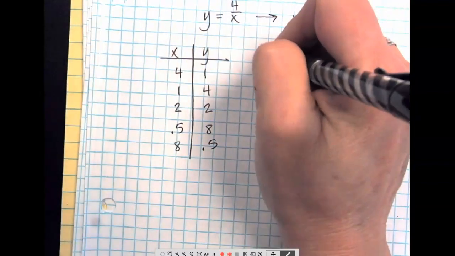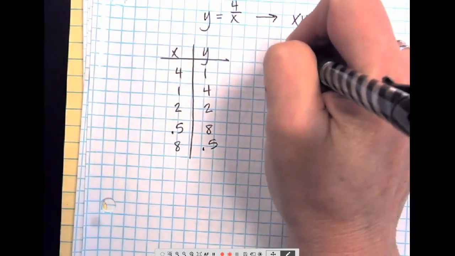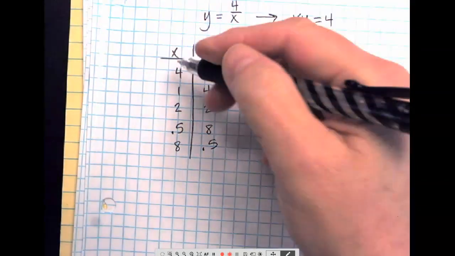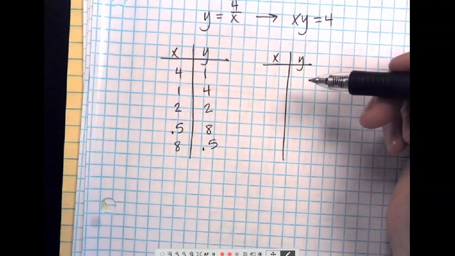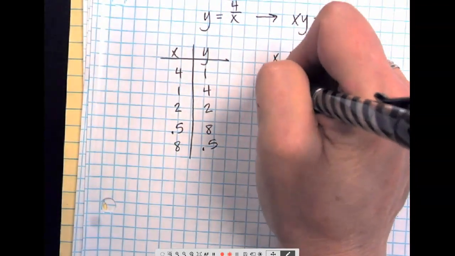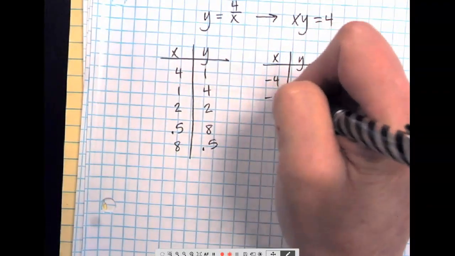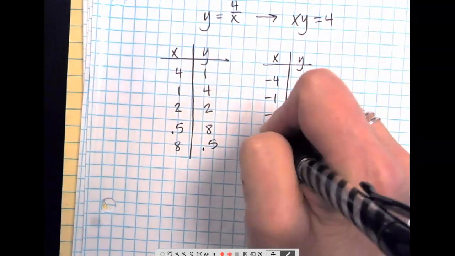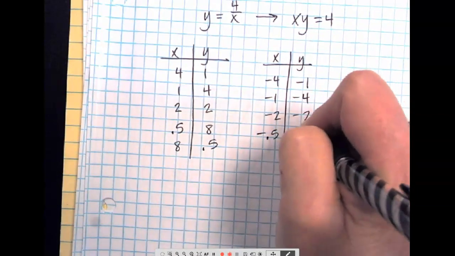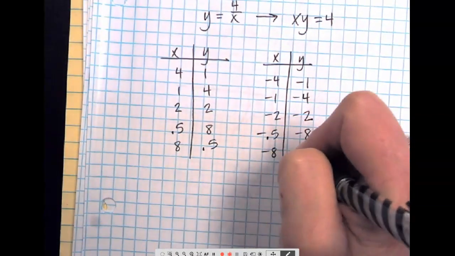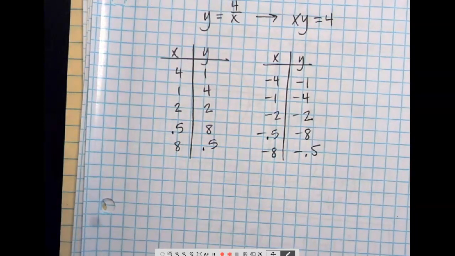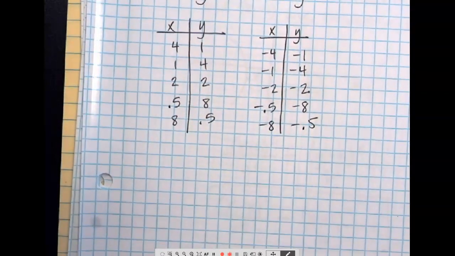Okay. What else could I use? Yeah, I could make all these negatives, right? I could use -4, -1, -1, -4, -2, -2, -0.5, -8, -8, -0.5. Okay, all right, let's plot those points. See what we get.